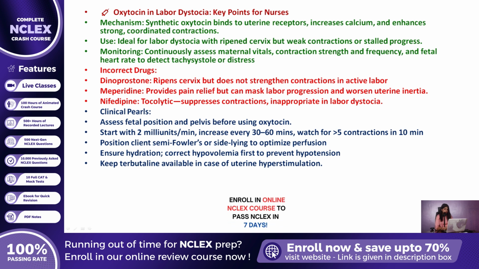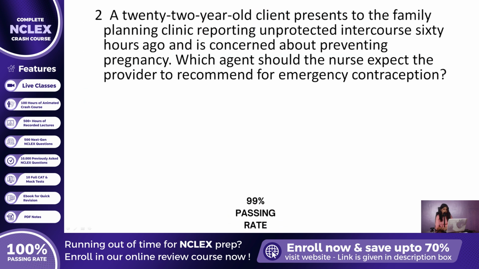Here's another scenario that might look familiar on exam day. Question number 2. A 22-year-old client presents to the family planning clinic reporting unprotected intercourse 60 hours ago and is concerned about preventing pregnancy. Which agent should the nurse expect the provider to recommend for emergency contraception?